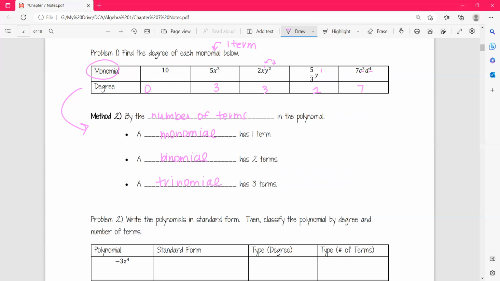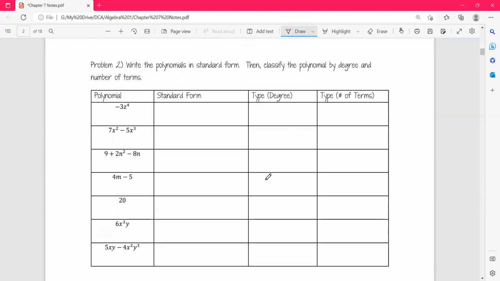Okay, great job. Big part of this lesson is just being able to write a polynomial in standard form, classify by its degree, and by the number of terms. Okay, so standard form, one term, that's easy. It's already going to be in standard form. By the degree, so we've got 4th degree polynomial. Number of terms, 4 terms. Oh, I'm sorry, number of terms. There's only one term, so we call it a monomial.